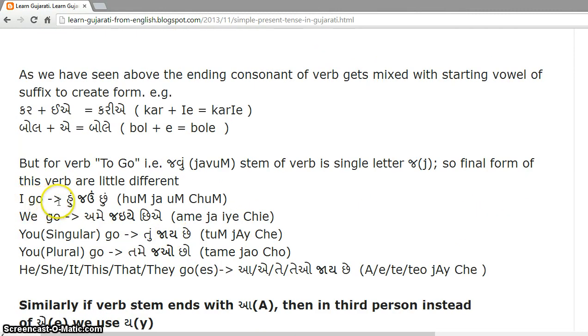I go, hu javu chu. We go, ame jaiye chie. You go, tu jai che. You plural go, tame jao cho. He, she, it, this, that, they go or goes: a, e, te, teo jai che.